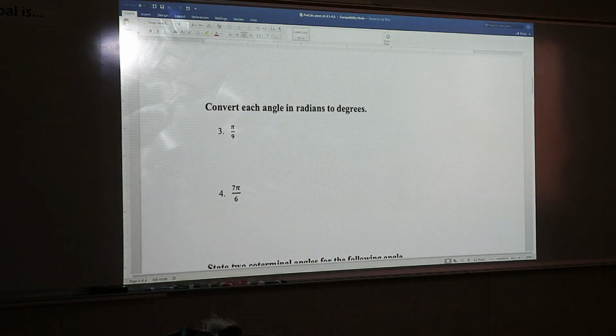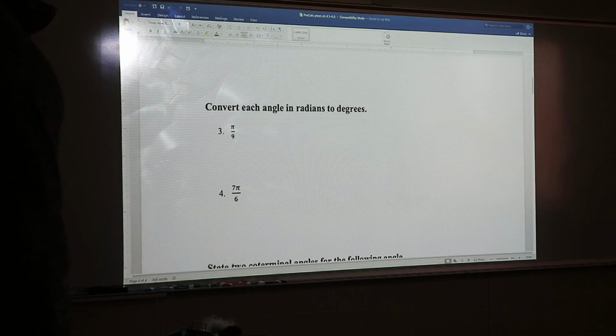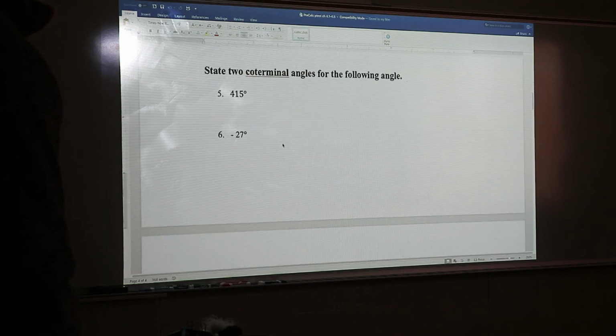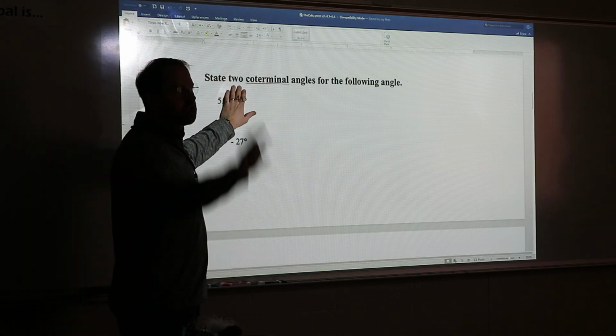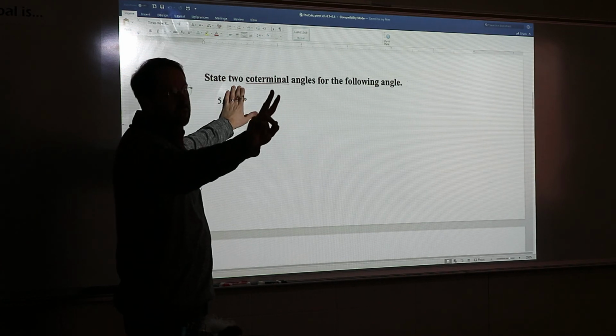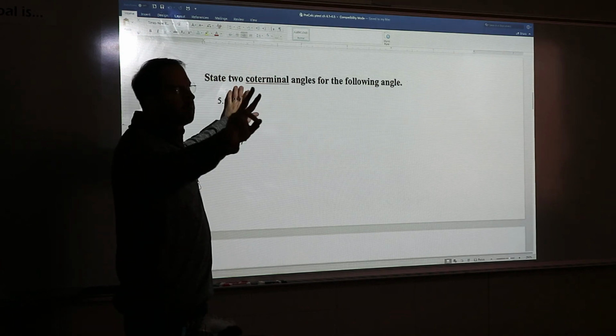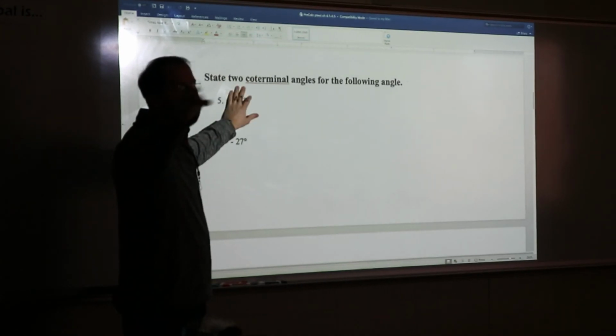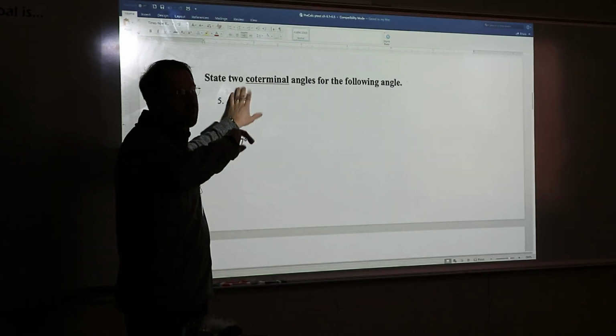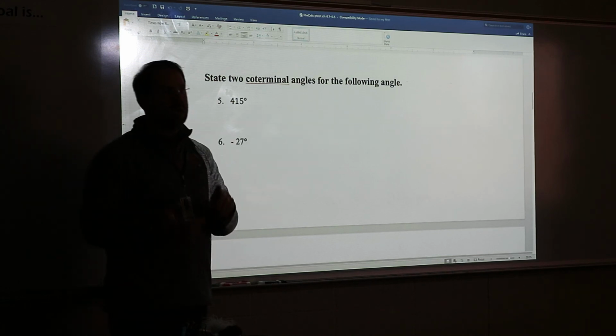Now, these ask for coterminal. Coterminal means you add or subtract 360. I want 2 of them. So if you see this, I want 2 coterminal. So you have to add 360, subtract 360, or add 360 twice, or subtract 360 twice. Notice I didn't put a stipulation where I need a positive and negative.